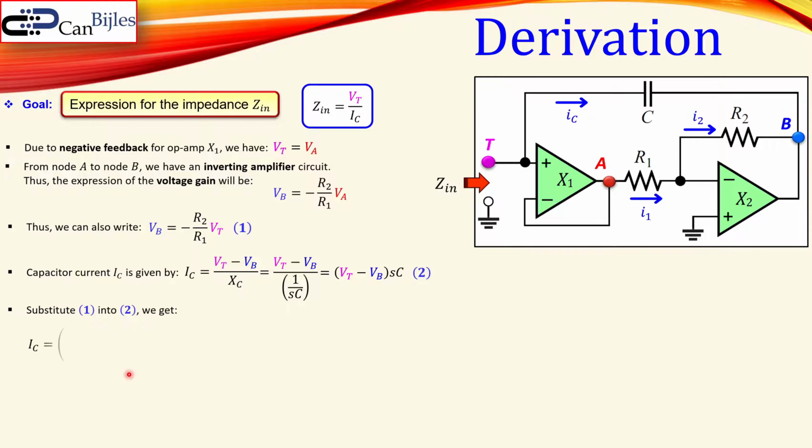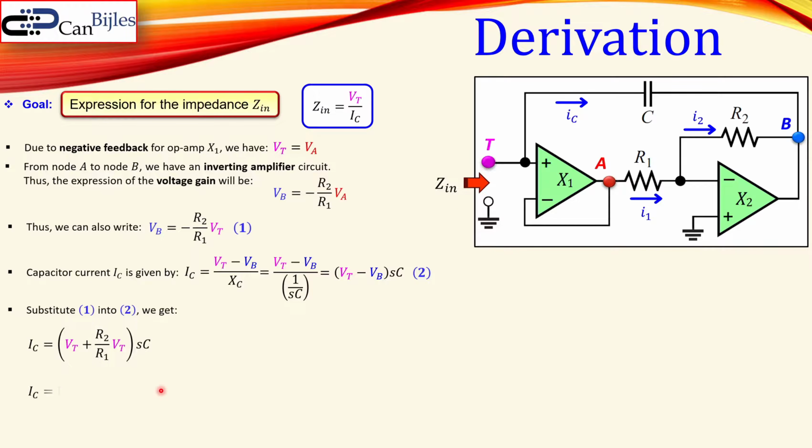Then we have the following. You see now here the IC, which is the capacitor current, will be Vt minus this ratio R2 over R1 times Vt, and that is now of course plus, and you see now here everything in the parentheses times Cs. Okay, now we have our expression of the capacitor current.